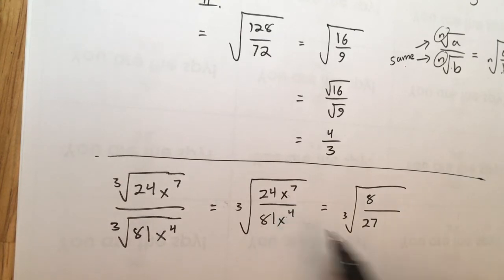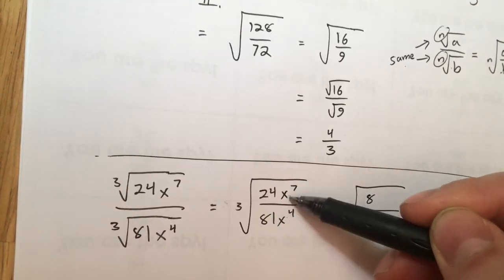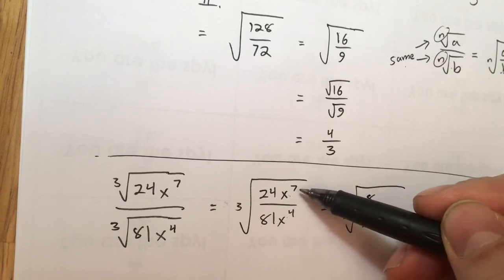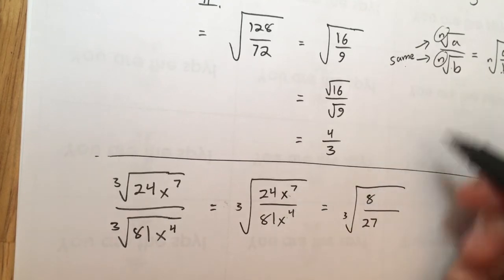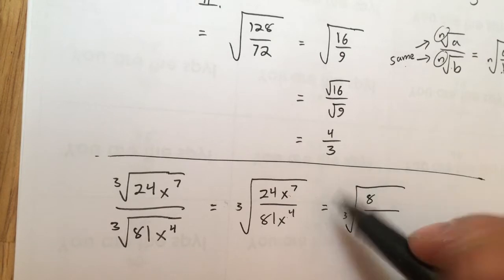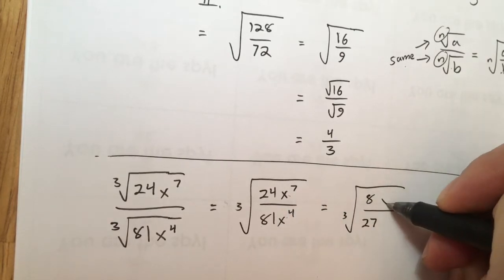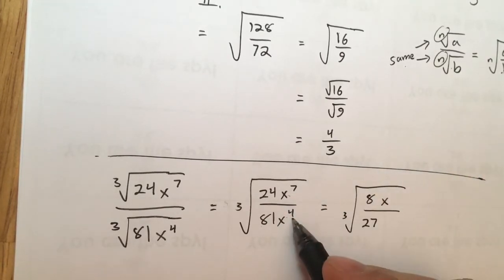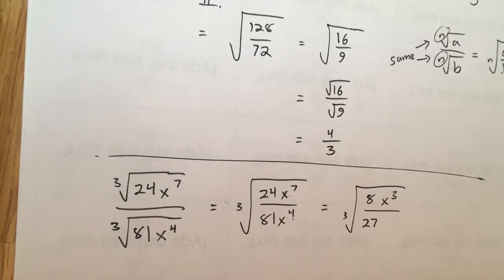What about the x's? Well, if you see the same variable in the numerator and denominator, you can simplify it by subtracting the exponents. So I'm going to take x to the 7 minus 4. 7 minus 4 is 3. And so there we have it.